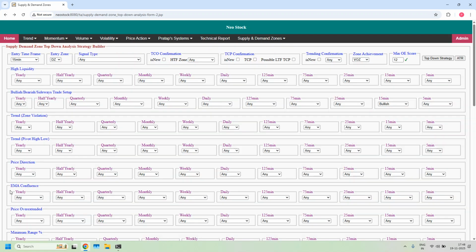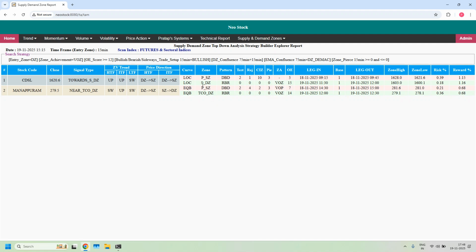Again I am applying the second filter, that is 75 minutes demand zone having daily EMA confluence. So 2 stocks are filtered. So these two 15 minutes demand zones might be having more high probability to get success provided less than 20 checklist items are satisfied. Otherwise, higher chances of zone violation. Okay, next I will generate second strategies report.